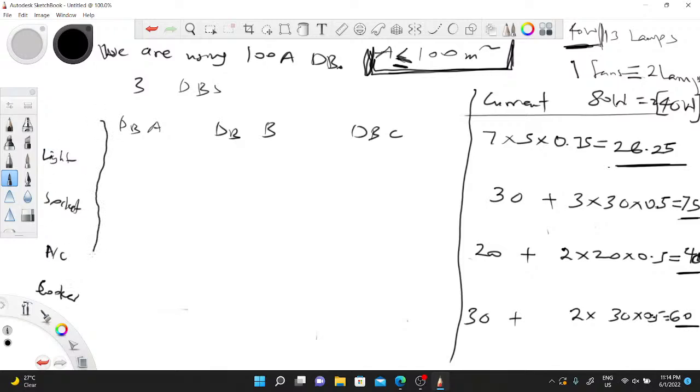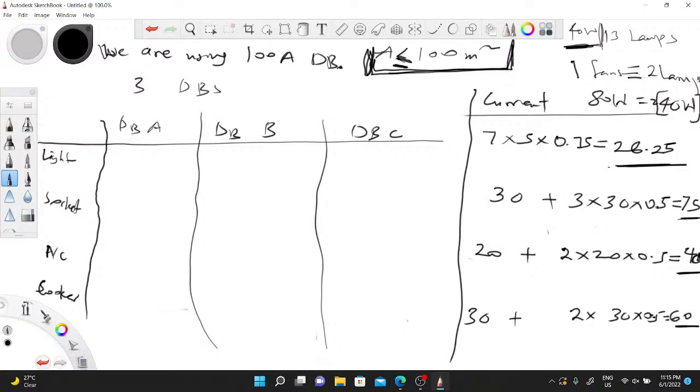Now this load balancing you can do any way you want, but some will always be easier than others. If you must balance the load, you must make sure that the current on each of the DBs is around the same. So if I add this 26.25 to 40, I'll get 66.25. So I'll have something like 66.25, 60, 75, and practically these are around the same values. So I can do this.